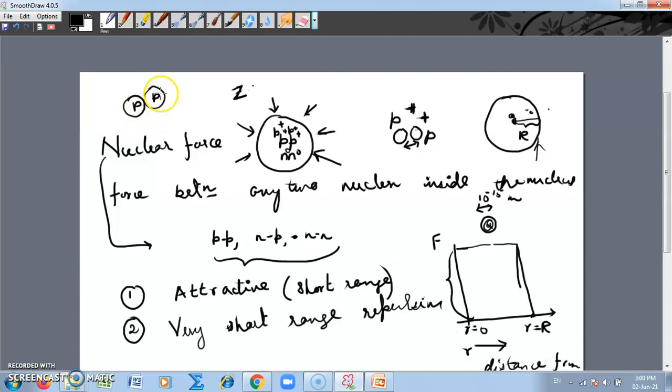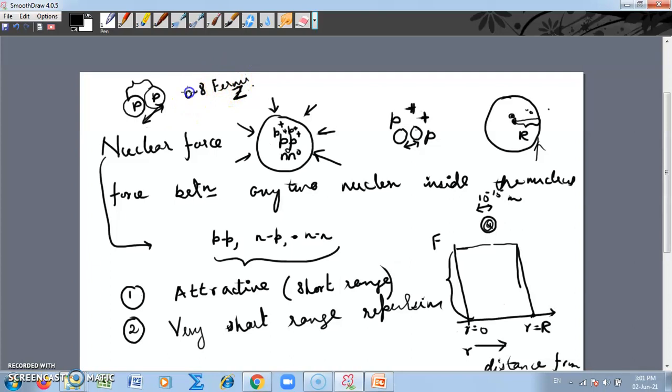But since the proton has to remain its shape and size, if the distance between the centers of the protons is decreased beyond a certain limit, it is said the limit is 0.8 Fermi, then the force becomes repulsive.